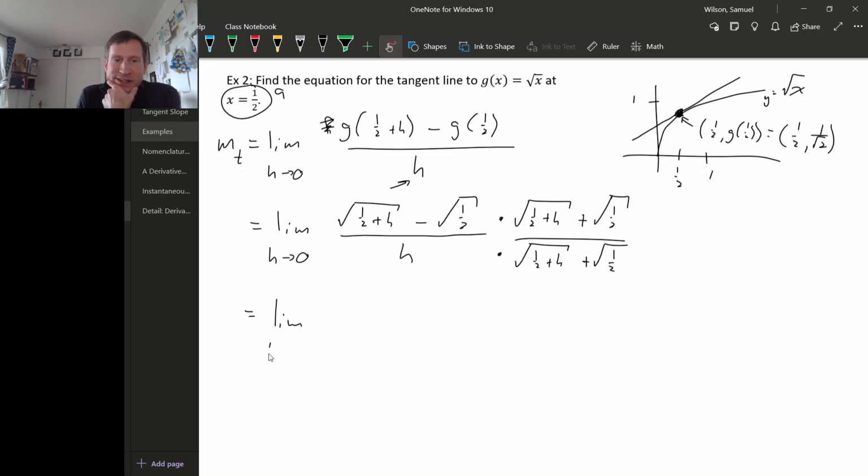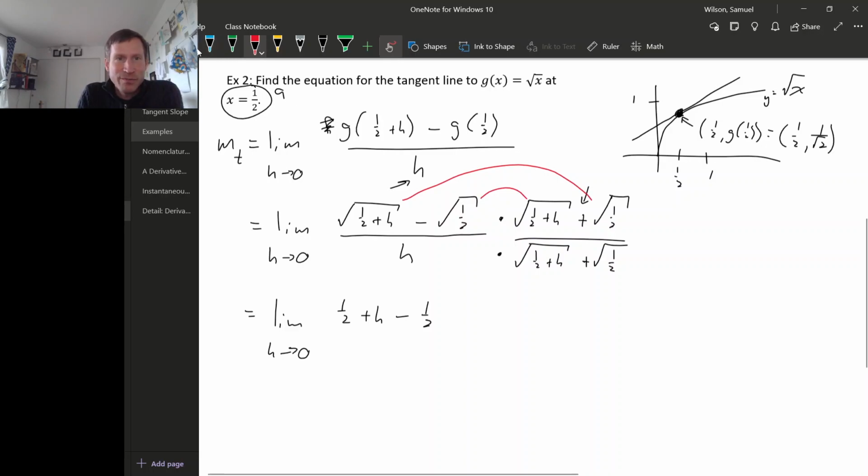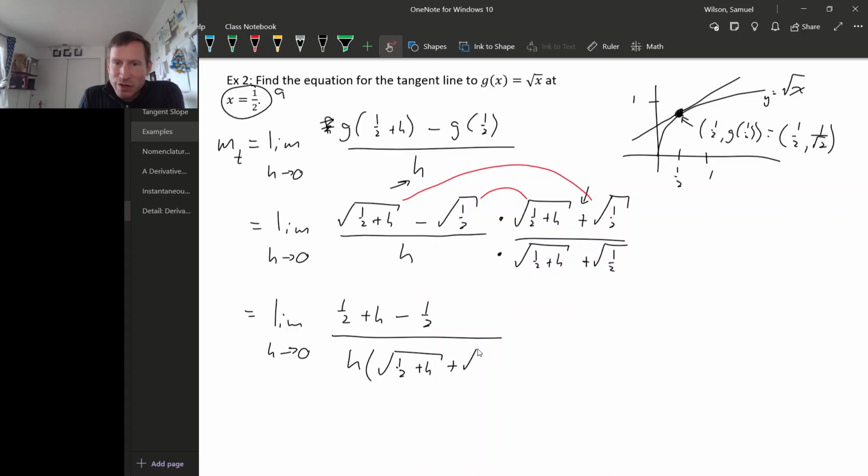So this is the limit as h goes to 0. Now in the numerator, when we multiply this all out, remember the cross terms cancel. That's the whole point of multiplying by the conjugate here. So we get first times first is 1/2 plus h, and then minus second times second is 1/2. When I say the cross terms cancel, I mean this term times that term is the negative of this times this, so those cancel. Now in the denominator, we get h times this big mess, square root of 1/2 plus h plus square root of 1/2.